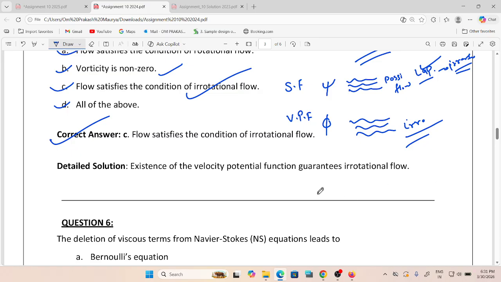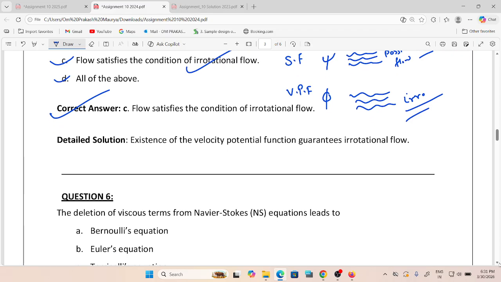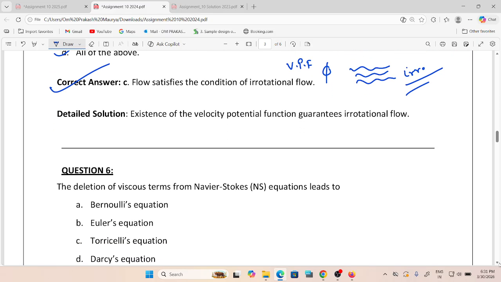Okay, question 6. The deletion of the viscous term from the Navier-Stokes equation leads to: Bernoulli equation, Euler equation, Torricelli equation, Darcy's equation. So deletion means if you remove the viscous term from the Navier-Stokes equation, then the equation will become what? Whether it is Bernoulli's, Euler, Torricelli, or Darcy's.